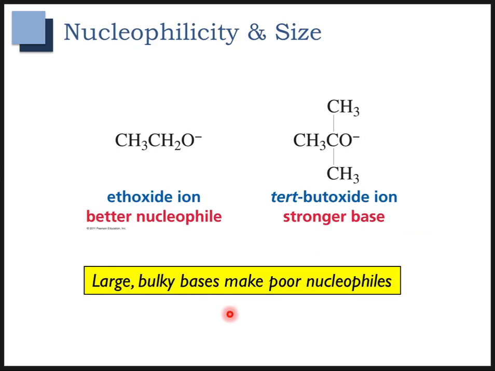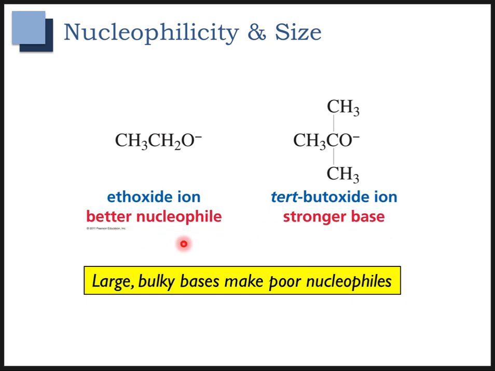So I mentioned before, the other factor that can affect nucleophiles is size. You can see over here that T-butoxide, which is a nice strong base, is bulkier in size, which makes it a worse nucleophile than something like ethoxide, which is less bulky.